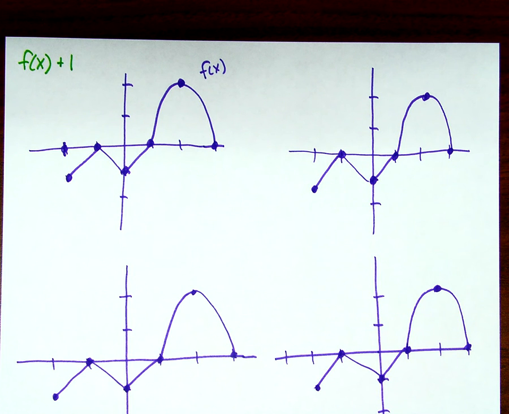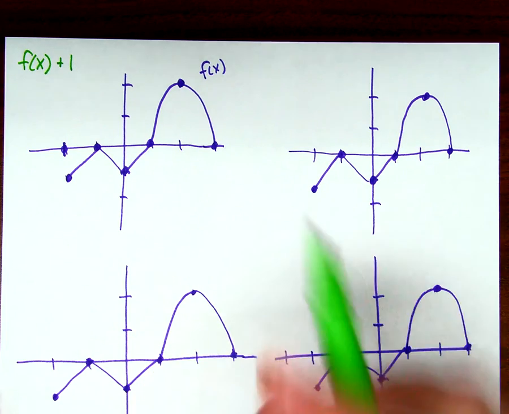Now we don't have an equation, right? So what am I going to do with this graph? How am I going to get to the new graph? What do you think? Add 1. What do you mean by that? Where is the plus 1? It's outside the function, right? And we remember that outside means we move it where?